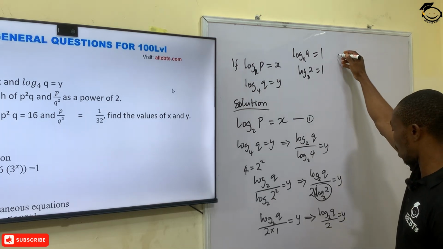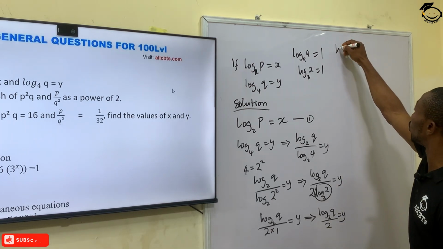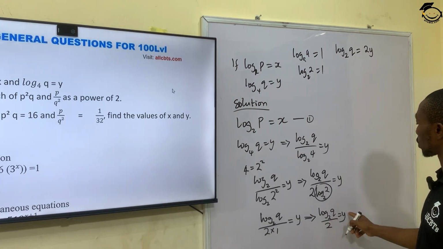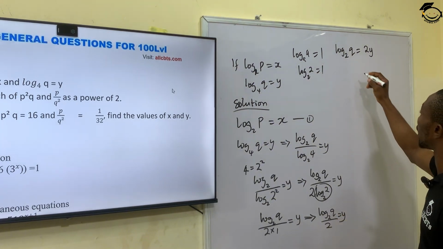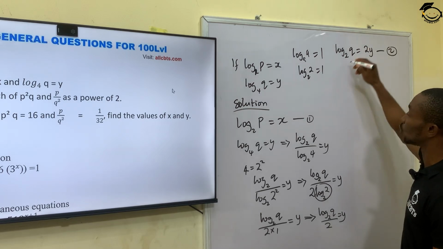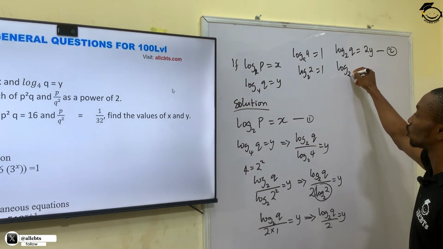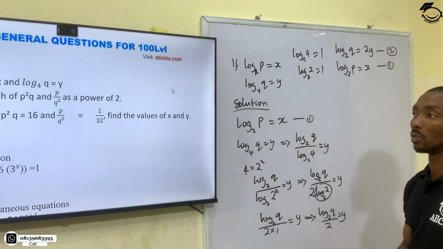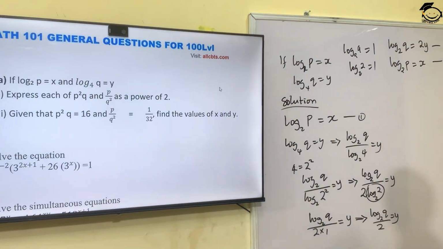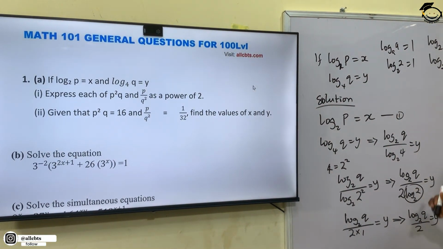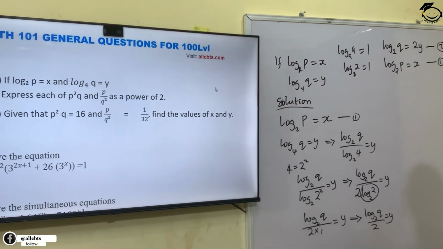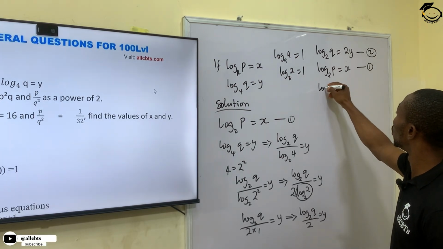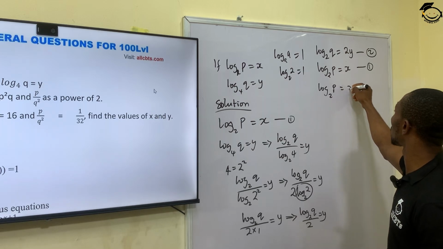So from here, log₂q will give us 2y. Cross multiplying, 2 times y gives us 2y. Now this will be our equation 2, while log₂p equals x is our equation 1. Now, back to the question where we say express each as a power of 2, from equation 1 we have log₂p equals x.